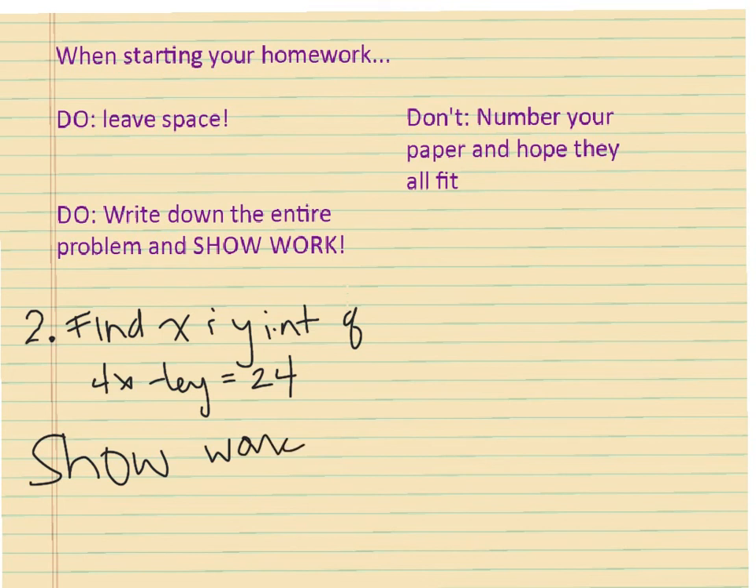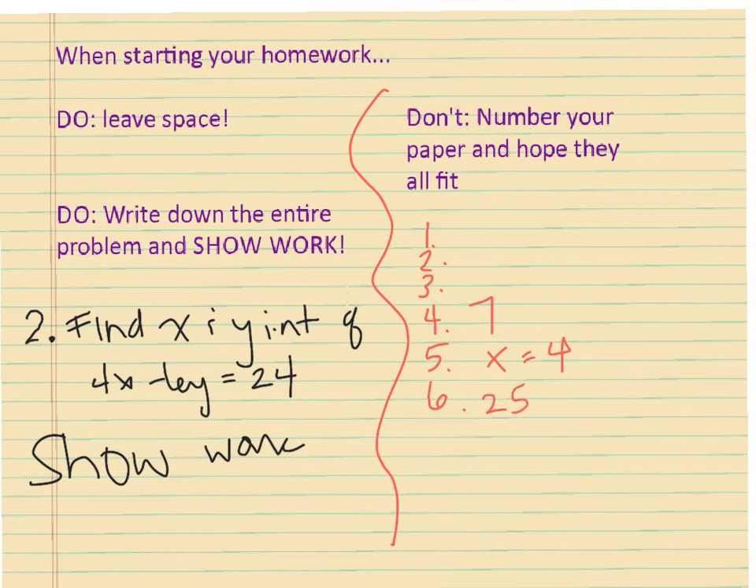Okay, this is a do. This is a don't right here. This is what I don't want to see. I don't want to see that you just list them off like this down your notebook and then write this. This one is probably x equals 4 and 25. Okay, this would make me sad. This is not what we want.